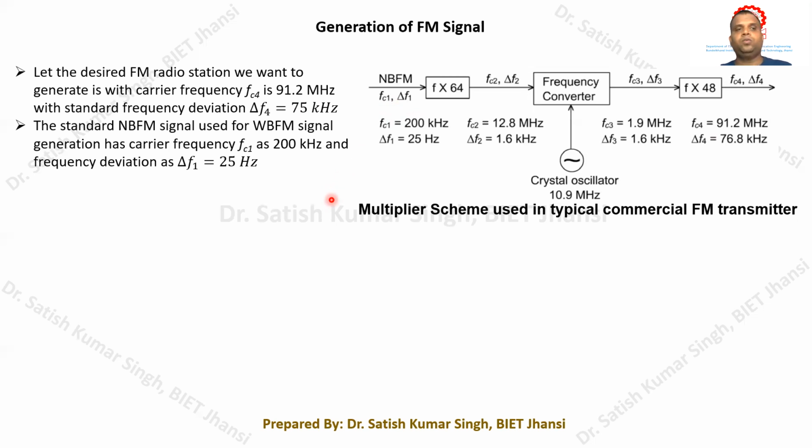So what we generally do is take the frequency deviation delta F1 equal to 25 hertz. Please remember that these parameters I am telling you are the standard values in the case of typical commercial FM transmission. So first of all, we need to generate an NBFM signal that has carrier frequency equal to 200 kilohertz, and the frequency deviation that we use is equal to 25 hertz.